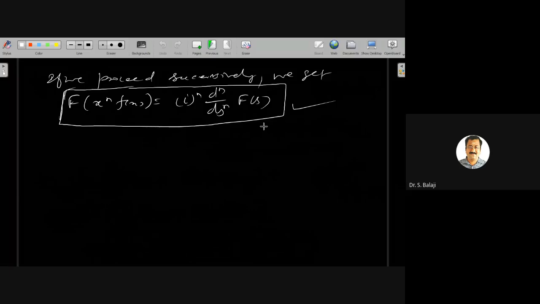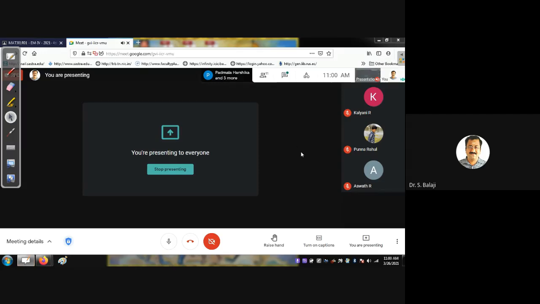Okay, we will have some more properties, the convolution theorem and Parseval's identity, which we will see in the next class. Up to this, we have some simple properties. I think all of you understand today's idea. Then we can complete this session.